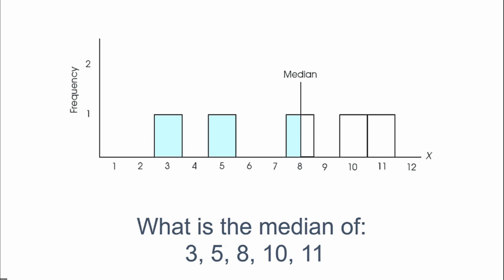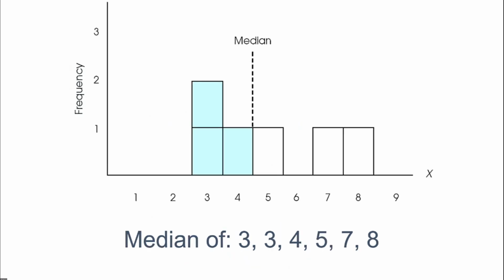Here's an example of this with the numbers drawn out. What is the median of this set of numbers? 3, 5, 8, 10, 11. We have a middle number, so the median is 8. When we have this set of numbers, what's the median? 3, 3, 4, 5, 7, 8. We don't have a middle number by itself, but we have these middle two numbers, so the median is 4.5.